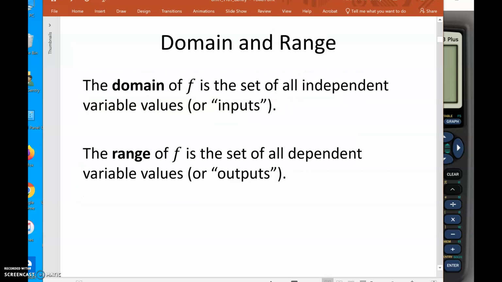Now, I already defined domain and range sort of loosely, but here are the official definitions. The domain of f is the set of all independent variable values or inputs, and the range of f, being the function, is the set of all dependent values or outputs.